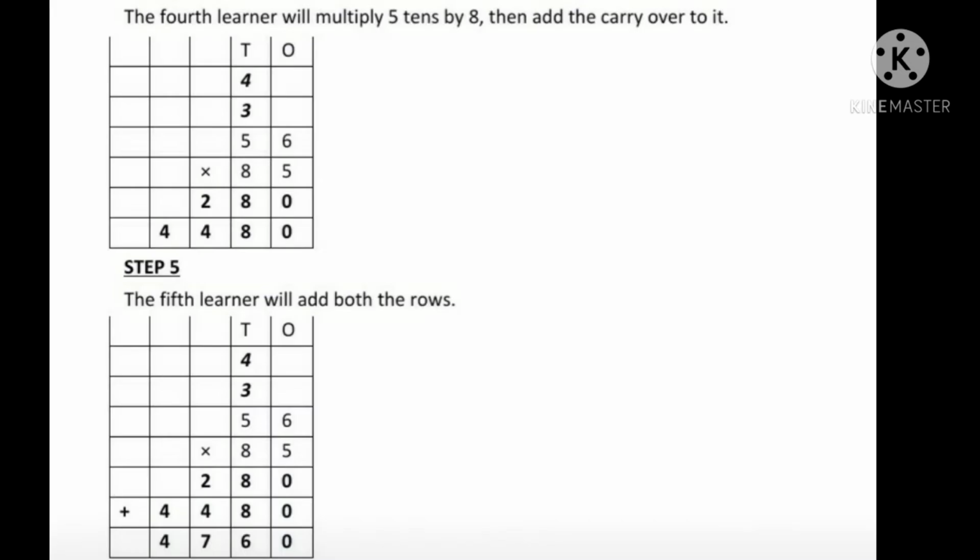And then step 4, the fourth learner will multiply 5 tenths by 8 and then add the carryover to it and the result that we get is 4480. And in step 5, the fifth learner will add both the rows, that is 280 and 4480, and the final answer that we get is 4760.